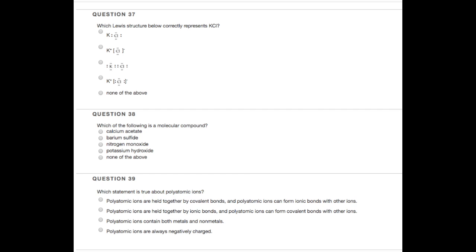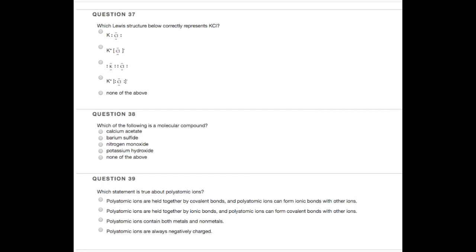Polyatomic ions contain both metals and nonmetals. So the polyatomic ion itself contains nonmetals only, it's a covalent bond. And polyatomic ions are always negatively charged. That's not true either, because there are some that are positively charged. So it's going to be the first one.